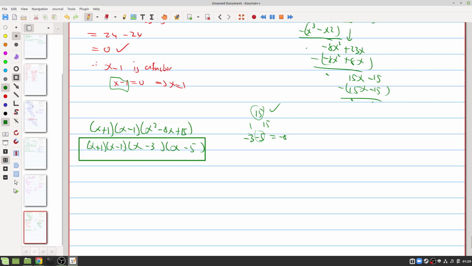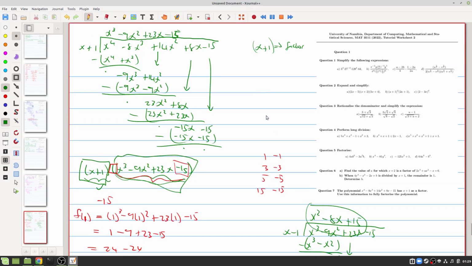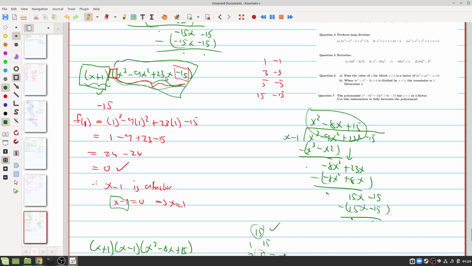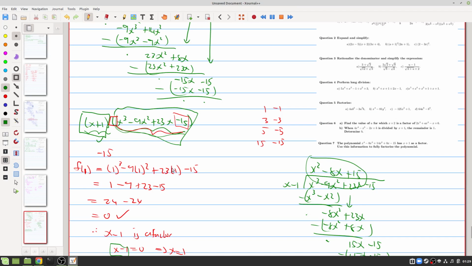Again, if you had a shorter method to do this, quicker way to do this, let me know. But I think this was quite nice. Covered long division, covered the trial and error method for cubic factorizing, and then some long division again, and then quadratic trinomial factorizing. Alright, so that's it for tutorial 2.